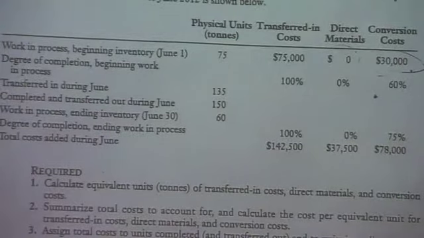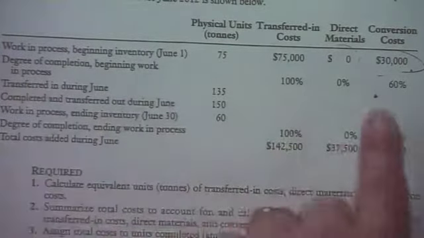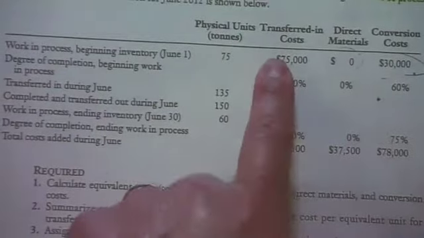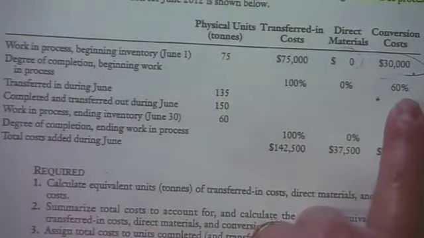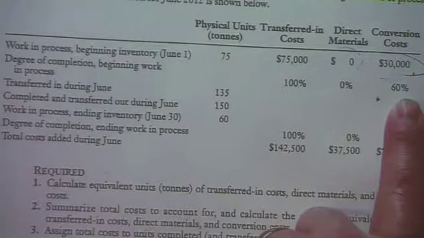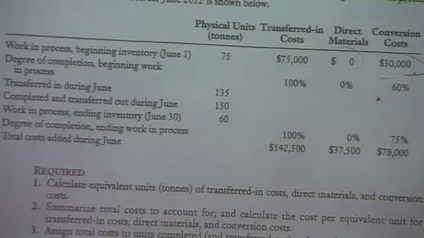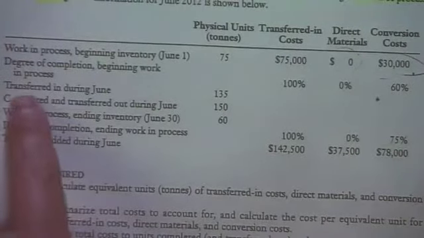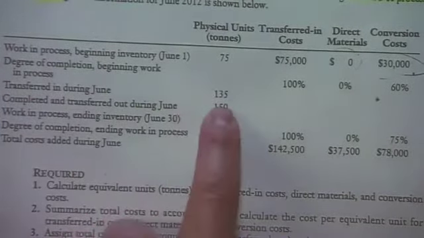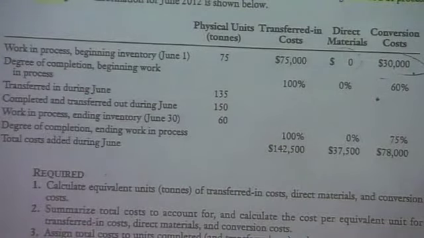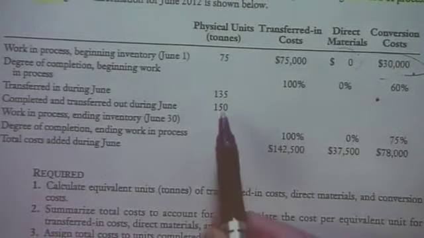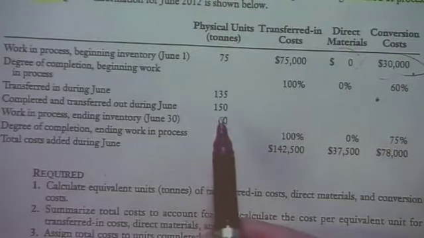Now, the degree of completion of the beginning is we've got all the materials already in there, but only 60% of the conversion cost has been incurred. So we still need an extra 40% to complete that work in progress into finished goods. Now, we're told that we transferred into work in progress 135 units. And we transferred out of work in progress and completed 150 units.